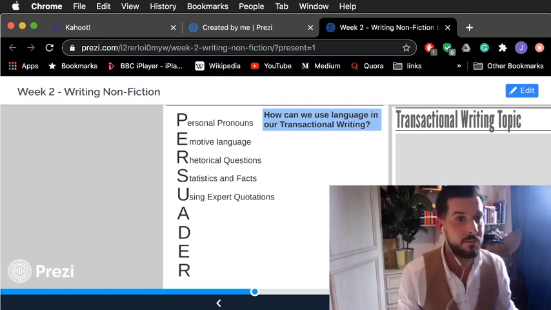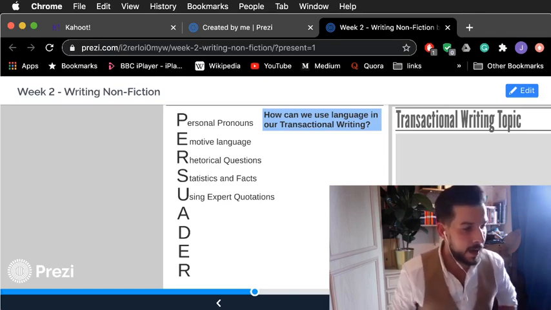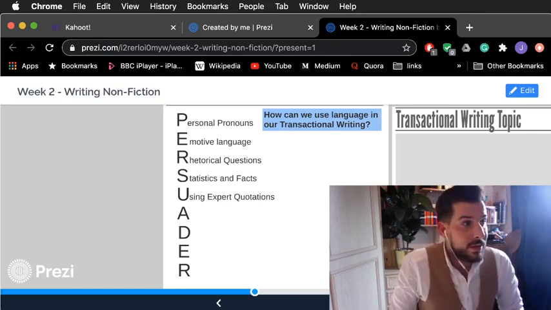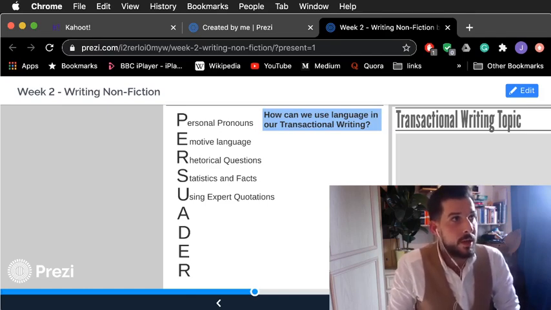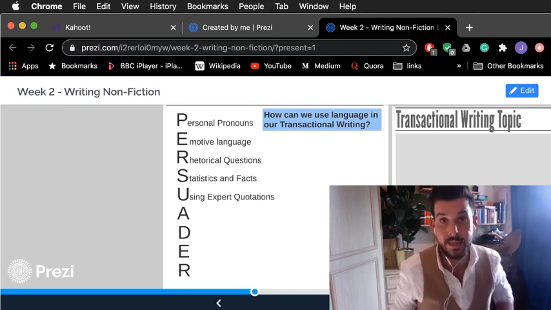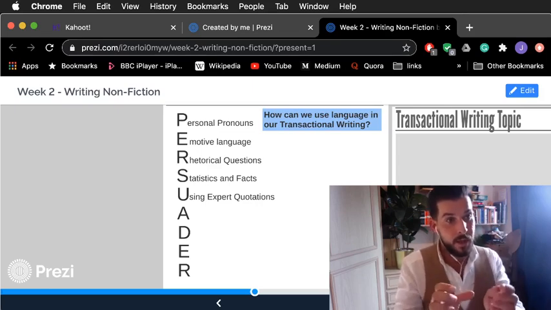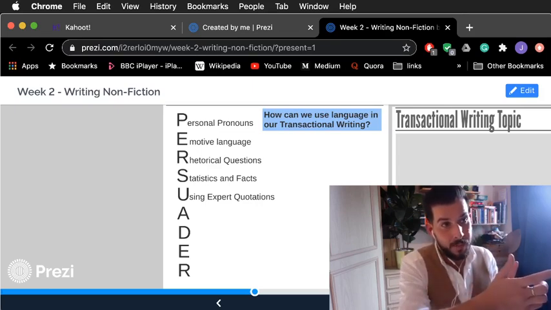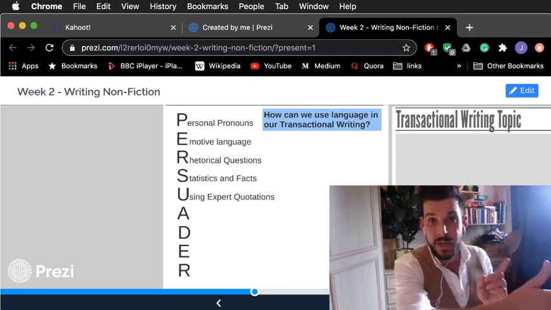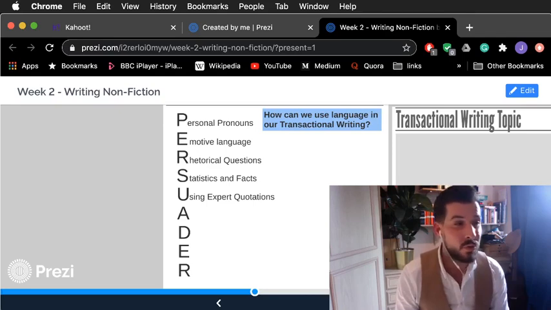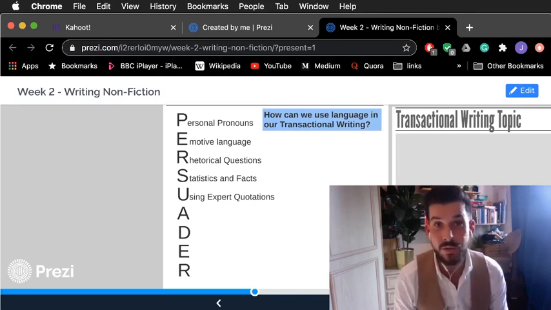Expert quotations. Maybe you're trying to write an article about how unhealthy junk food is. So you say, we spoke to Dr. Sarah McKenna, who stated, and put your quotation marks in, junk food not only affects your weight adversely, it can also shorten your life, end quotation. Your article is going to sound so professional if you do a little bit of that. And to be honest, not a lot of students use expert quotations, so it sets you apart from the rest.